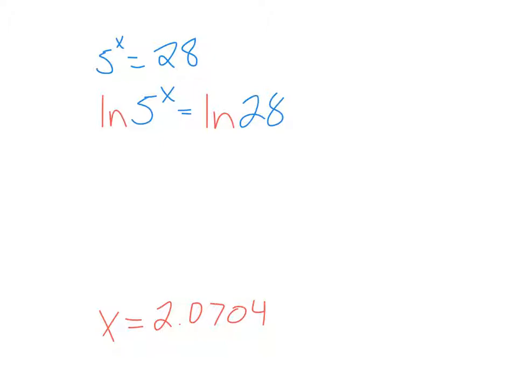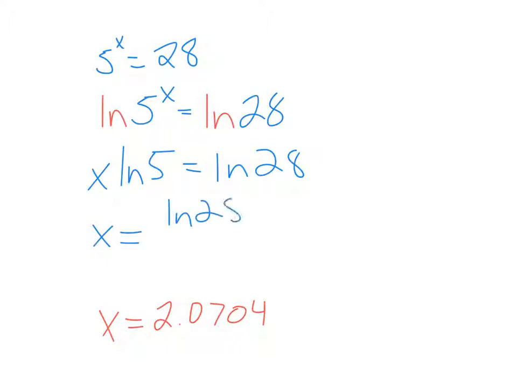So then we can still apply which property? The power property. Yeah, the power property, the exponent property. Basically, we say this is the same as x times the natural log of 5 equals the natural log of 28. Which means we would still divide, these are still just numbers, natural log of 28 by the natural log of 5. So then when you do natural log this time, what do you get? You get the same answer, okay?